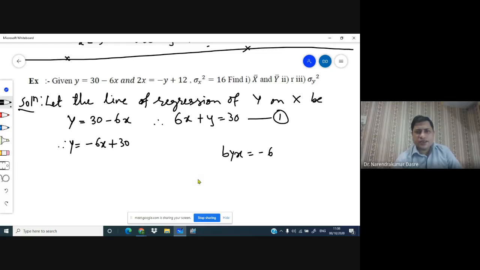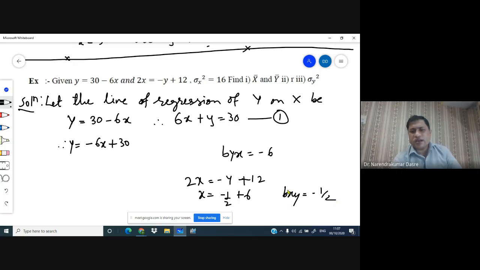From this you can write 2x is equal to minus y plus 12, so x is equal to minus half y plus 6. Now you get bxy is equal to minus half. You can see both of these equations. Both byx and bxy are negative, so the first condition is satisfied. Consider the product: bxy into byx is equal to 3. What is the relation of this 3? Is it less than 1 or greater than 1?